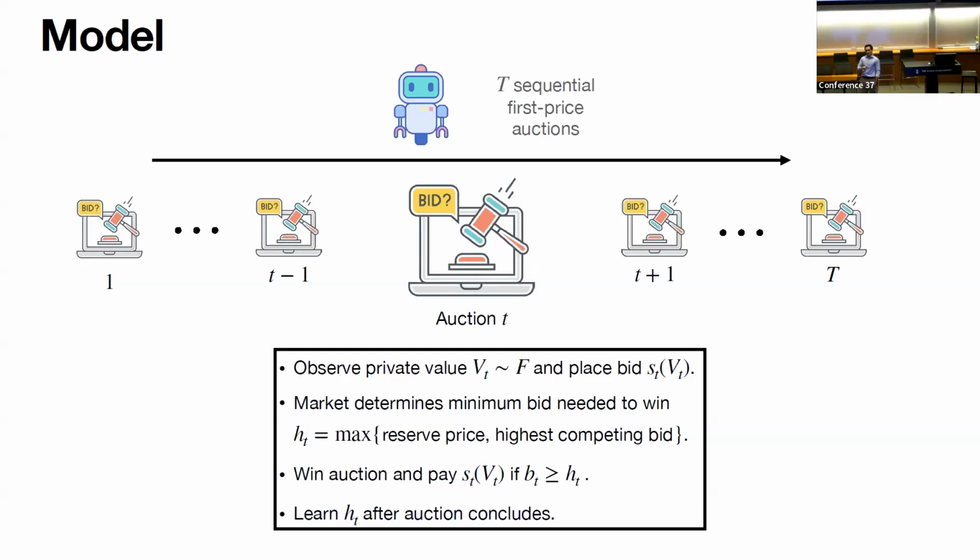So the advertiser under consideration wins the auction if it's the highest bidder and it clears the reserve price. In other words, if s_t(v_t) is greater than h_t, this advertiser wins the auction and pays their bid. Otherwise, they lose and pay nothing. Finally, once the auction concludes, h_t, which is the highest competing bid, is revealed to the auto bidder. It's often done on most major platforms, including some Google exchanges. And then you move on to the next auction. Everyone good on the model?